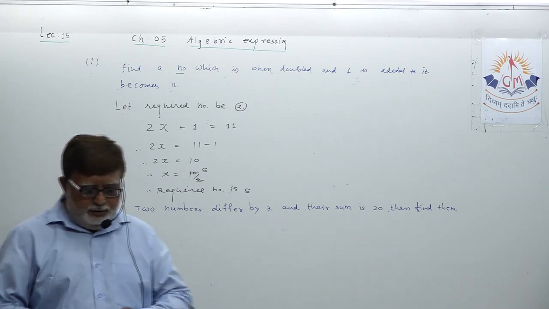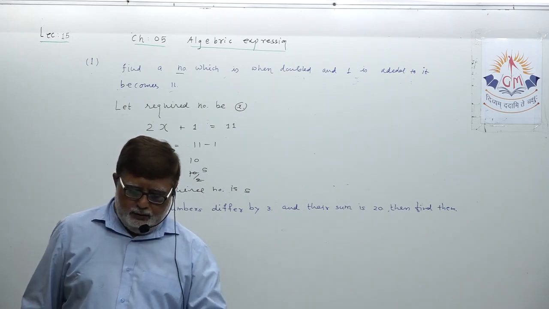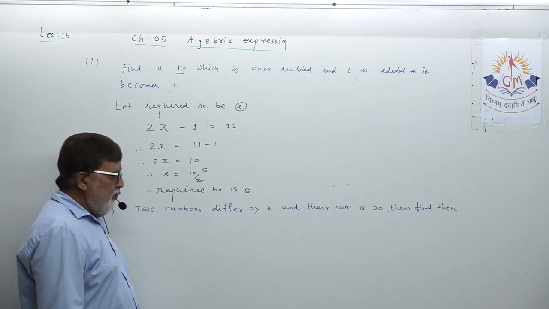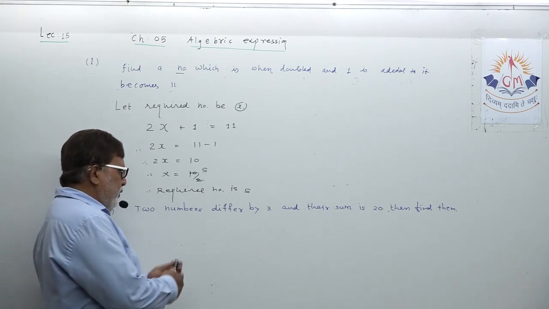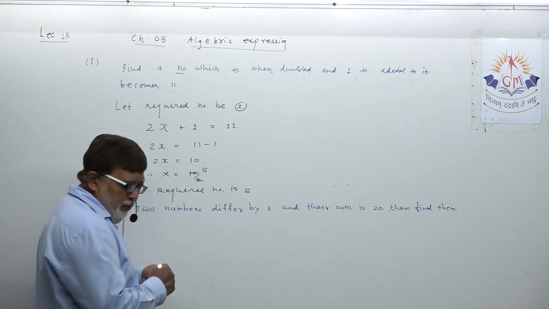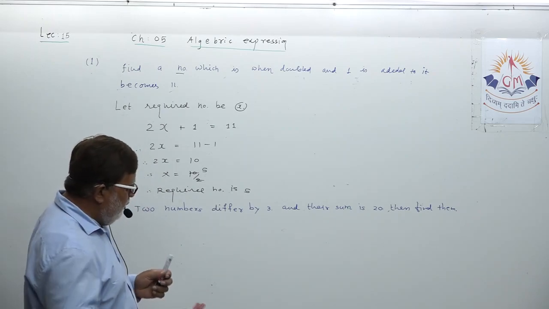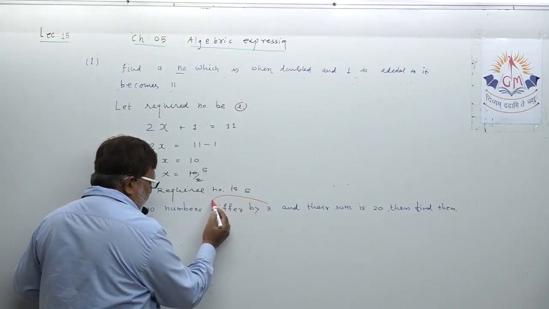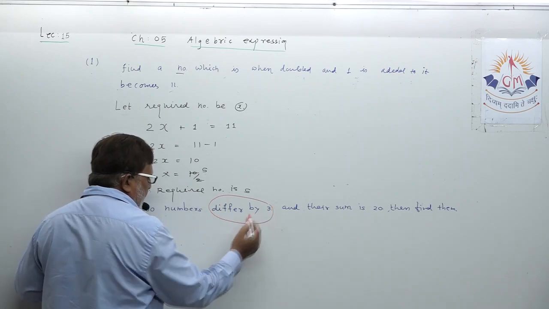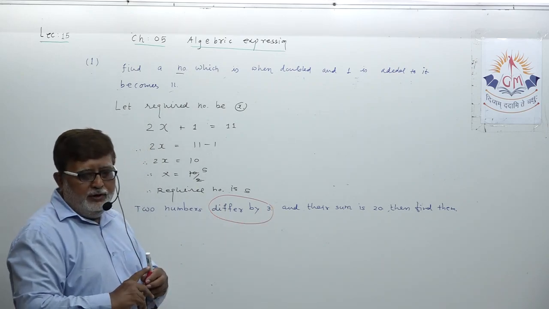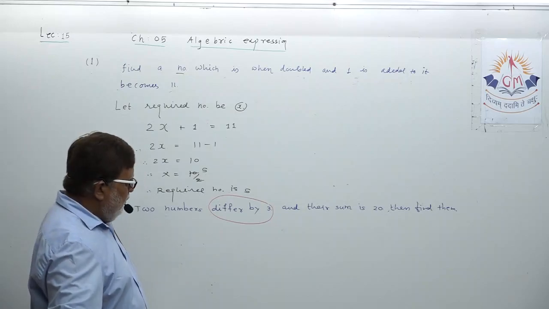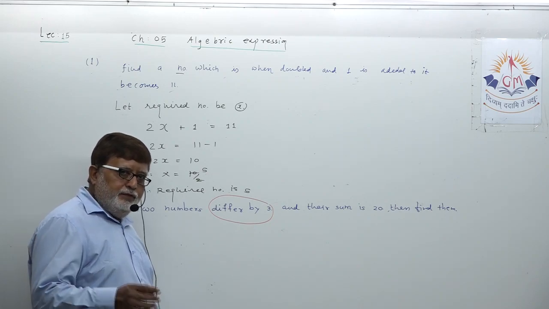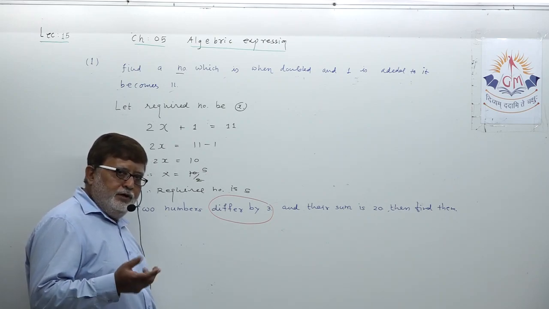First, dear student, you write the question and try to understand. Two numbers differ by 3. This word carries much importance here. Two numbers differ by 3. That means one thing is clear: one must be the greater number and one must be the smaller number. Then and only then can you say that the two numbers differ by 3. Differ means one number is bigger, one number is smaller.